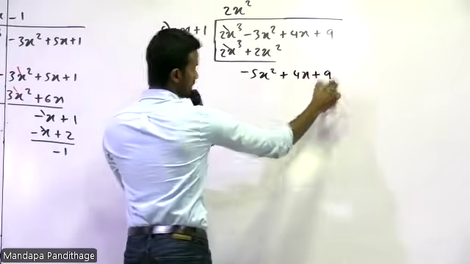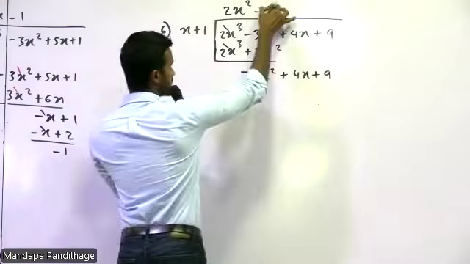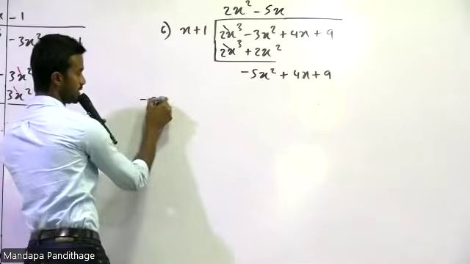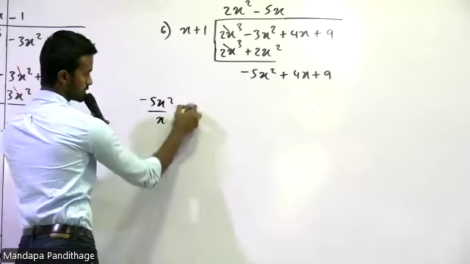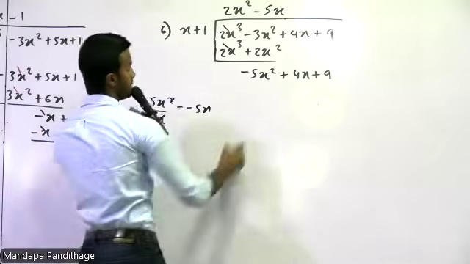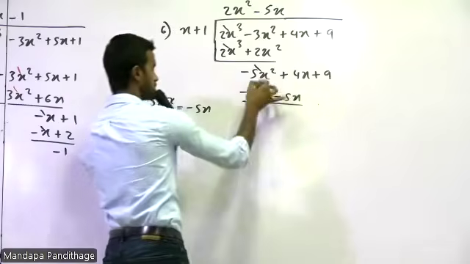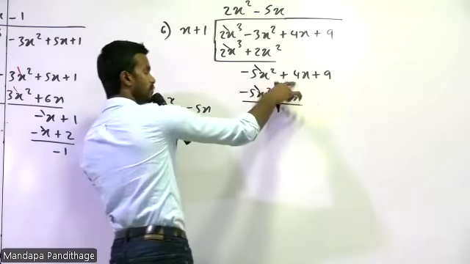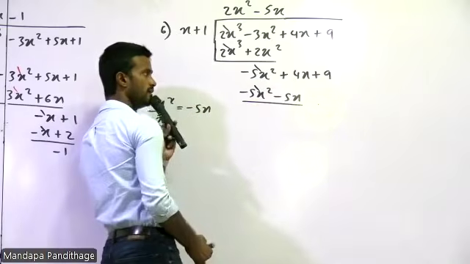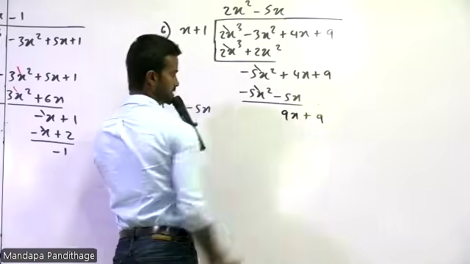4x plus 9. Minus 5x squared divided by x is minus 5x. So when you multiply, it's minus 5x squared minus 5x. These two cancel off. So here it's 4 minus minus 5, which is 4 plus 5. 4 plus 5 is 9x. And 9 directly comes down, it's plus 9.